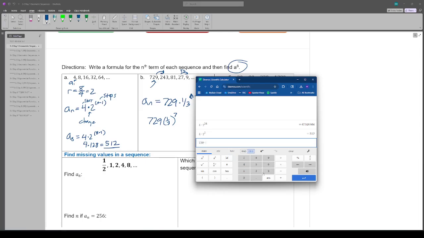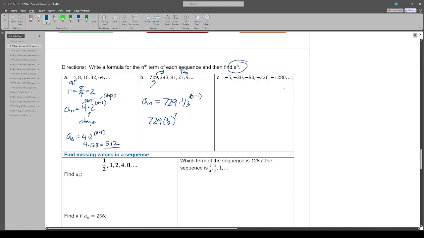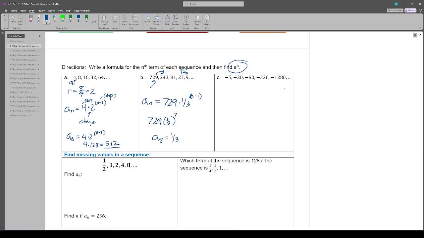We would do 729 times, I'm going to put parentheses here, 1/3, and then close parentheses to make sure that the exponent is applying to the entire fraction. Then we raise that parentheses to the 7th power, and we get 0.33333. We'd still rather write this as a fraction. So remember that in Desmos, whether you're in graphing or scientific, this little button appears for rational numbers that converts it into a fraction. So I don't want to write 0.33333. I want to say that this is equal to 1/3. So a8 equals 1/3.